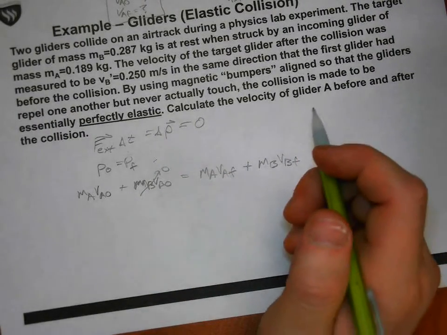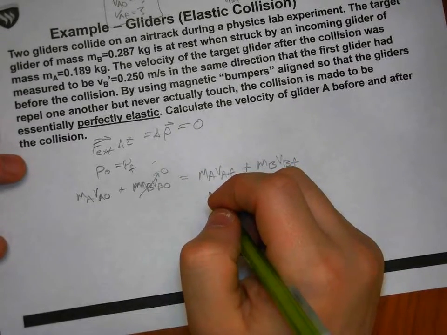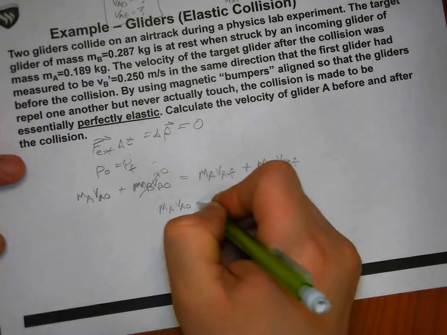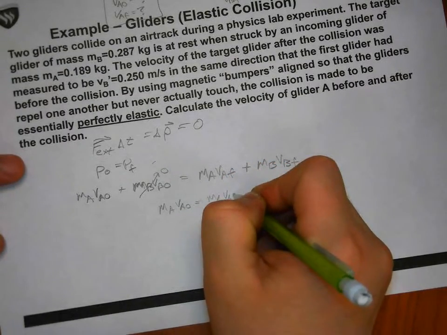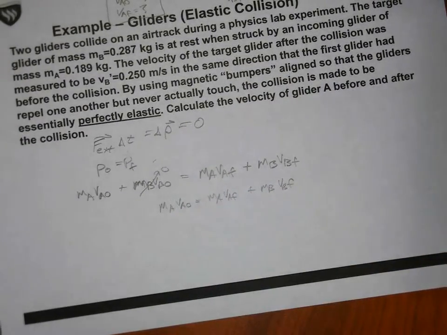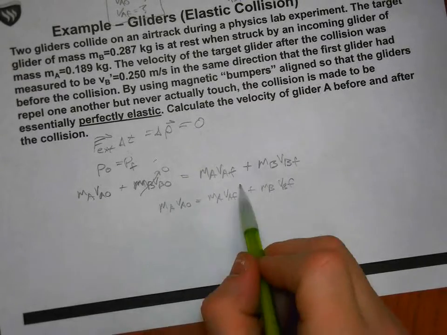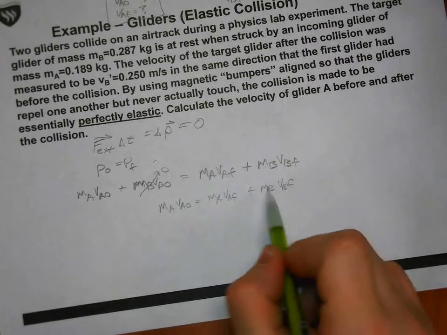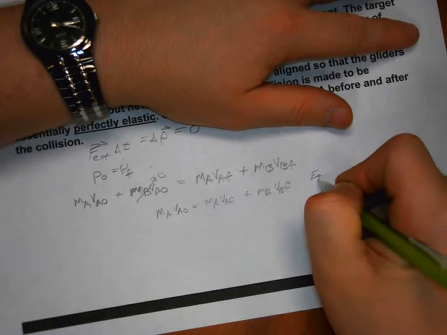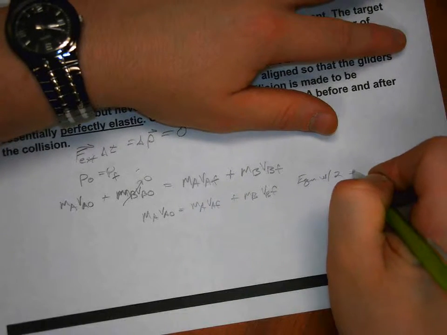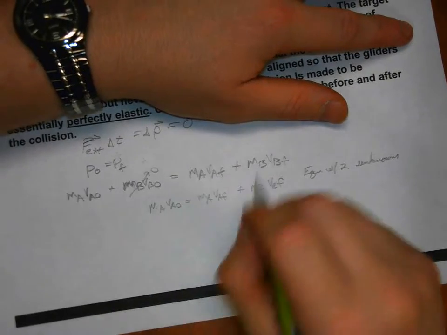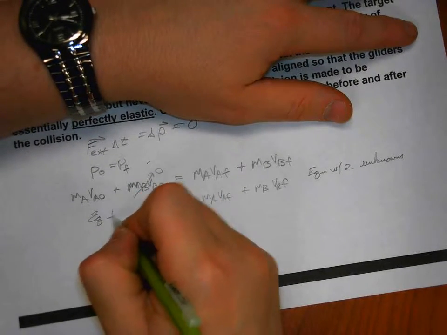Let's see. So I can write that: MA VAF plus MB VBF. Right now, we don't know what this is. We don't know what that is. We do have this stuff, and we have the masses. So we have an equation with two unknowns. So we can't do anything with that yet, but I'm going to just call that equation 1.